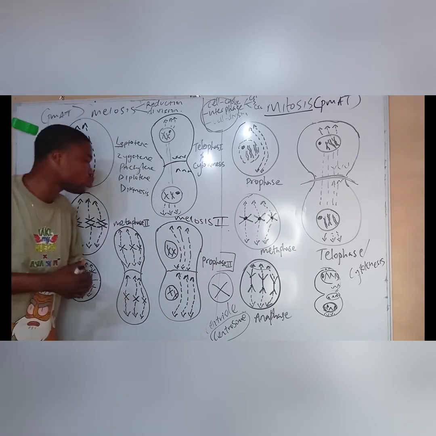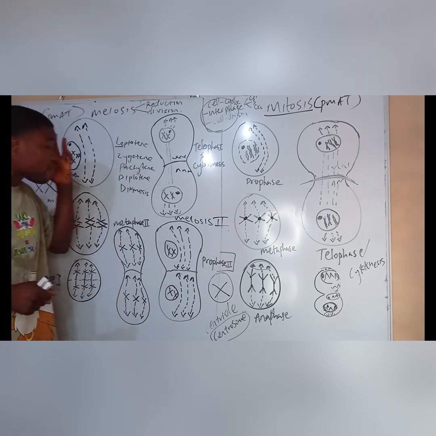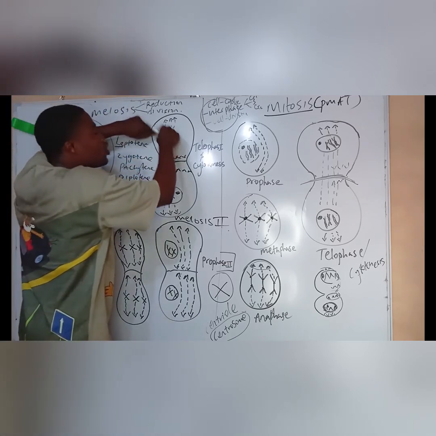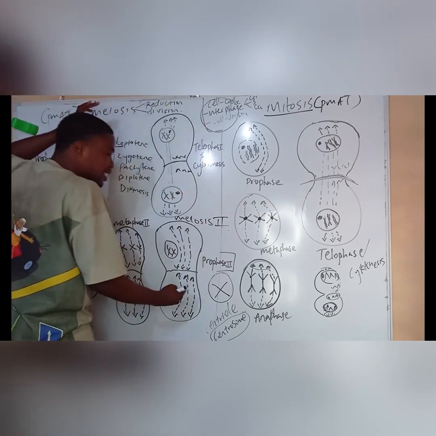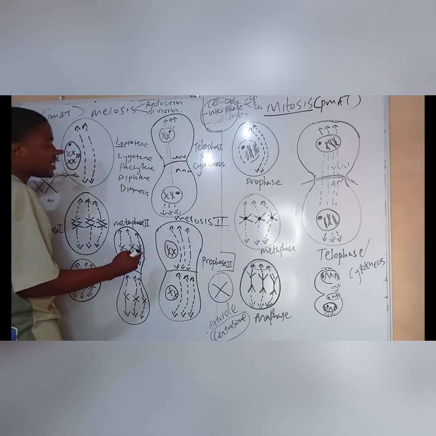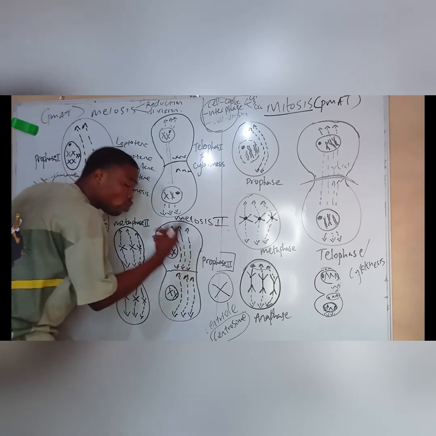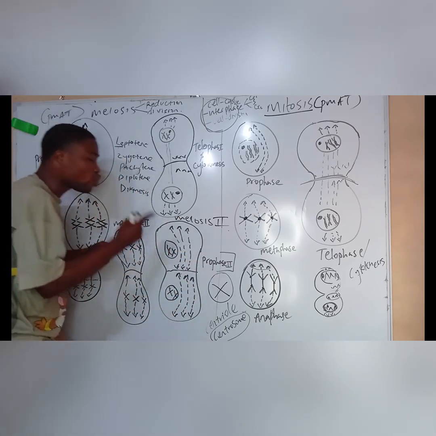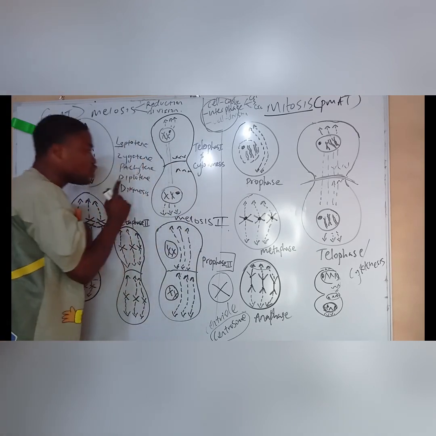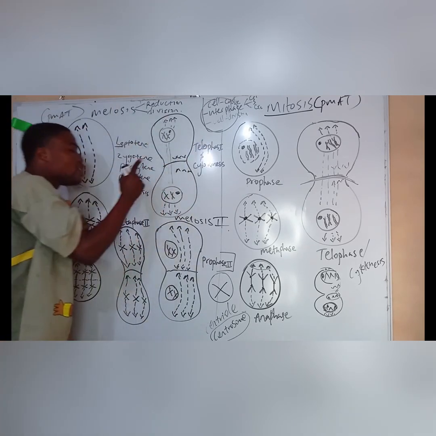What occurs in meiosis 2? In meiosis 2, for some cells where nuclear membranes and nucleus were not formed, they just proceed immediately into meiosis 2, and before you know, we're in metaphase 2. So in some cells, prophase 2 or telophase 1 could be skipped. Do you get? In some cells, telophase 1 could be skipped.